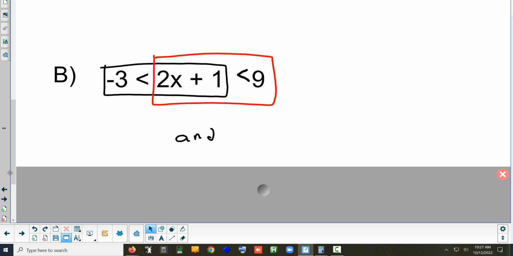So this is an and. And the first one we have to solve is -3 is less than 2x plus 1, just what's in the black box. And the other one we have to solve is what's in the red box. 2x plus 1 is less than 9. I think if you split it like that, then you can solve it just like we did the last problem. Any questions on where these two inequalities came from?